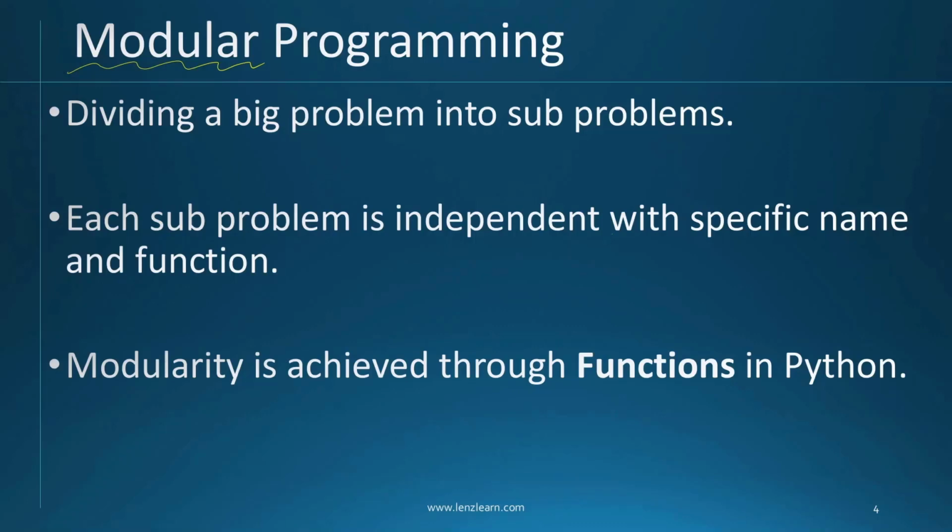So you can have the same approach in developing a big Python software. You can divide it into smaller pieces, and each of these pieces you can name as a function which does a particular work, and then finally you just have to combine all these functions together so that your software does the job that is required for you. So that is called modular programming. Each subproblem should be independent, and it should have a specific name and a specific function dedicated for it. Now modularity is achieved through functions in Python, which we are going to study in this chapter.